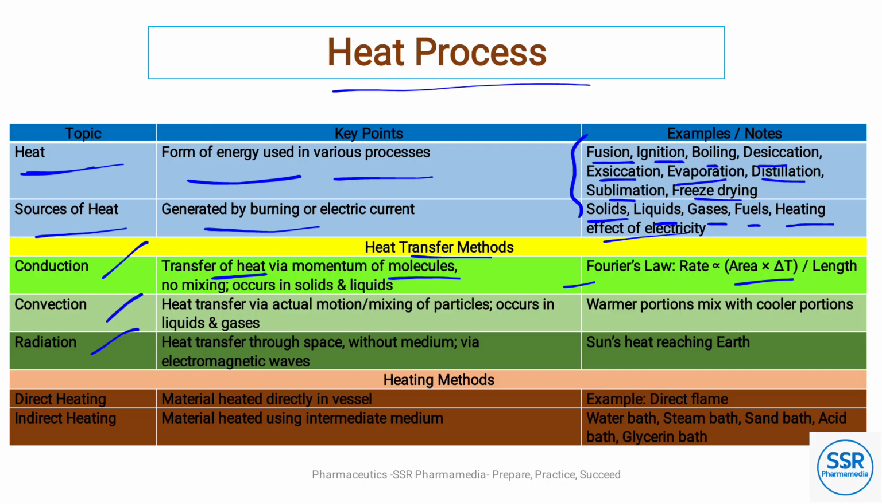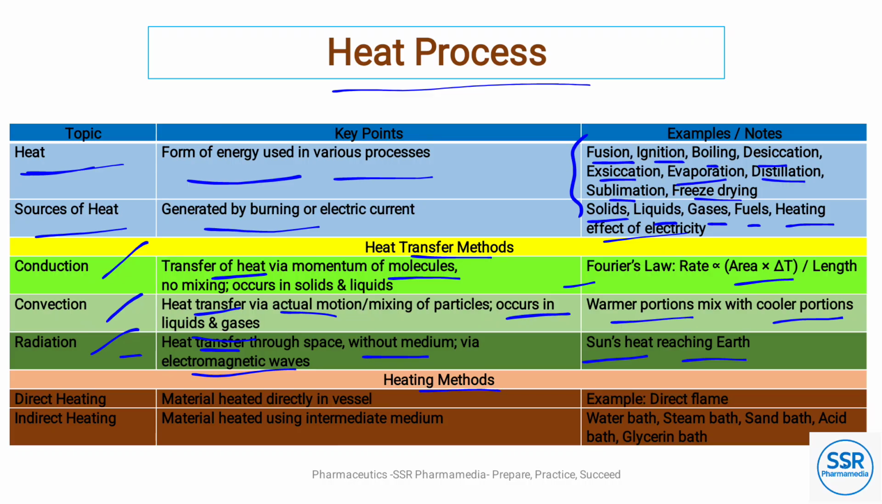Convection is the heat transfer via actual motion or mixing of particles. So it occurs in liquids and gases. For example, the warmer portions mix with cooler portions. Radiation means the heat transfer through space without a medium via electromagnetic waves. For example, the sun's heat reaching earth. So it's a type of radiation heat.